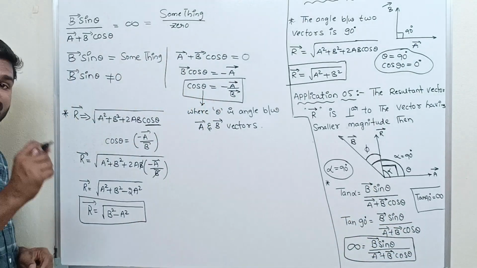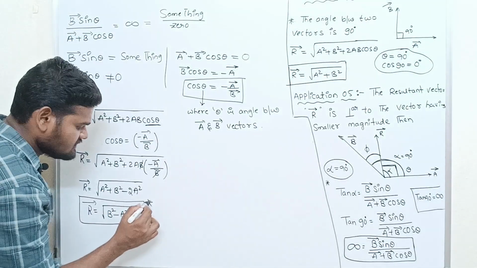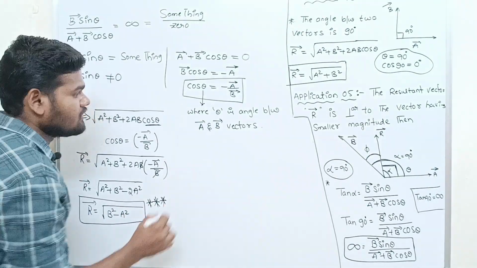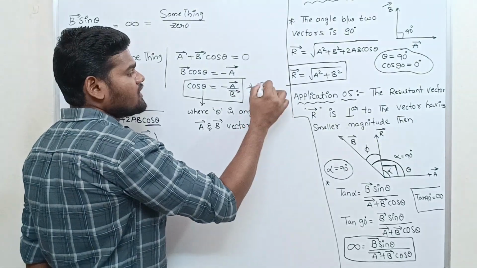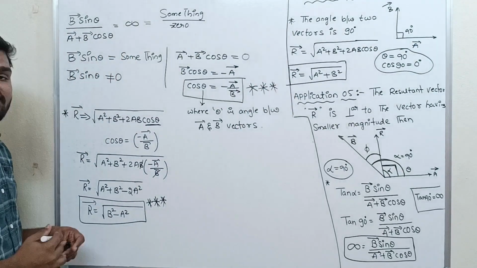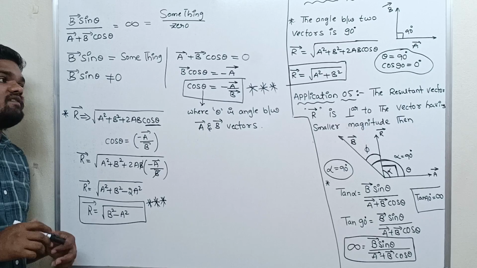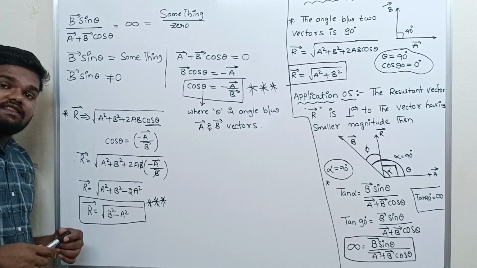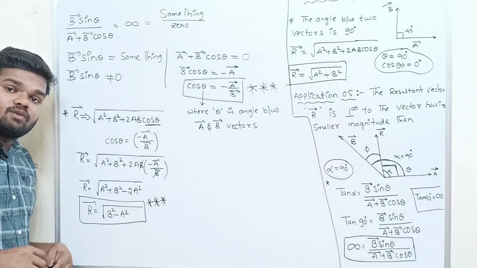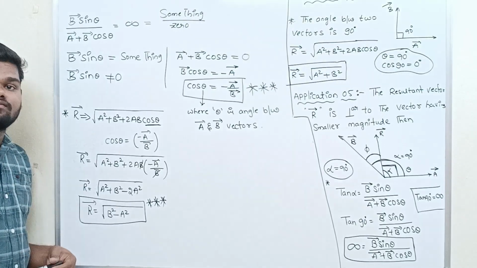Right. So pause the video and write all these things. Okay. So important one. We have some problems on this concept. Right. So pause the video and write the notes. 3, 2, 1, go.